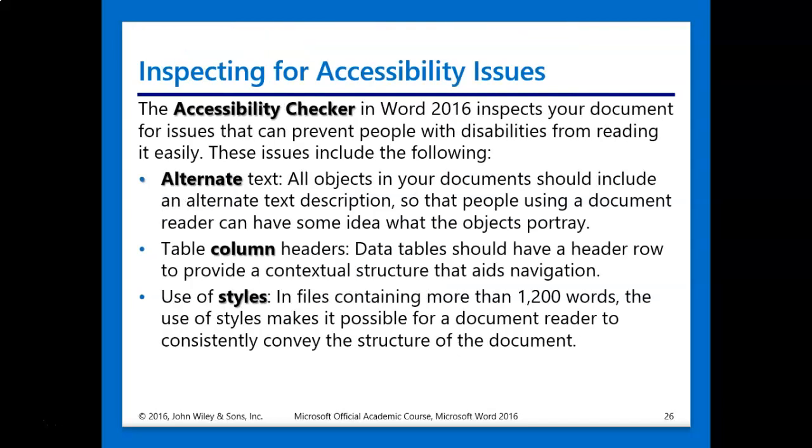The accessibility issues. So you have the accessibility checker that inspects your document for issues that can prevent people with disabilities from reading it easily. These issues include the following: alternate text. All objects in your document should include an alternate text description so that people using a document reader can have some idea what the object portrays. Table column headers that have a header row to provide a contextual structure that aids navigation. Use of styles. In files containing more than 1,200 words, the use of styles makes it possible for a document reader to consistently convey the structure of the document.